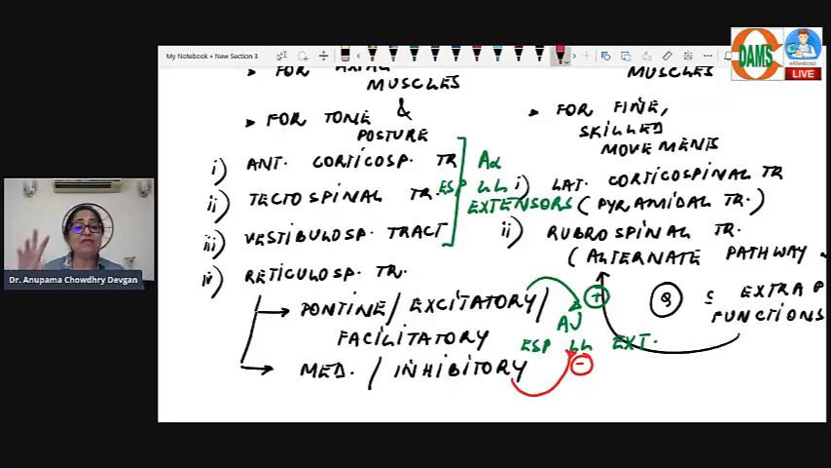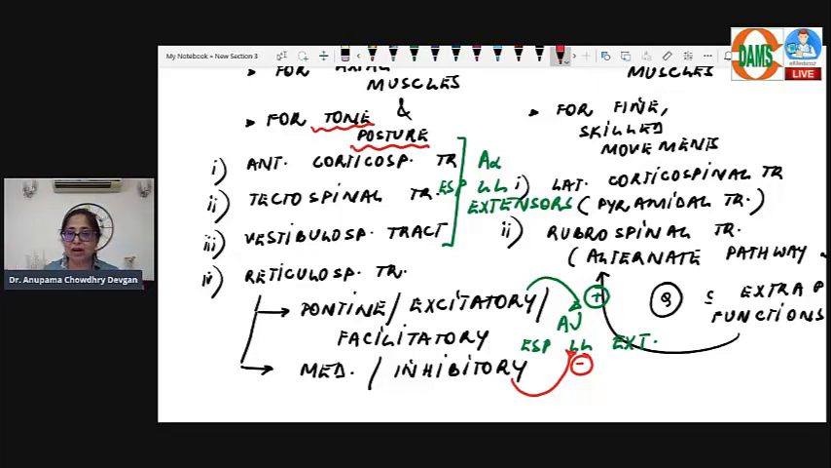Please remember this. We have already discussed, whenever there is an increase in the A gamma discharge, it increases the muscle tone. Have you understood? Which muscle tone is it going to primarily affect? It is going to affect the muscle tone, especially of the lower limb extensors. I've told you that the medial descending tracts are meant for tone and posture, right? So the reticulospinal tracts will affect the A gamma discharge and therefore affect the muscle tone.